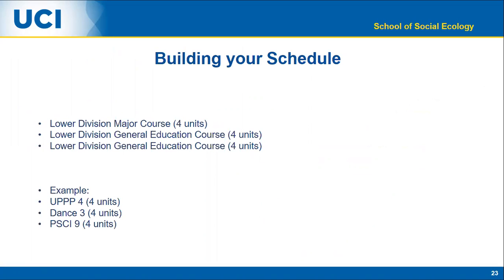Okay, so we talked about building your schedule with 3 classes, 1 lower division major class, and possibly 2 general education courses, or a school course, or all general education courses. It's totally up to you. I've given you an example here below of UPPP 4, Dance 3, and PSI 9. You won't be able to register for Dance 3 because it's full, but this is kind of the schedule that you want to go for your first quarter here. 3 classes, all lower division, some count for general education, and some count for your major.